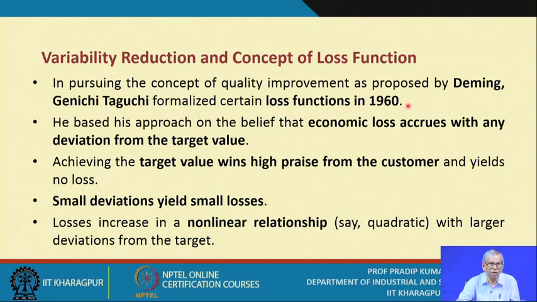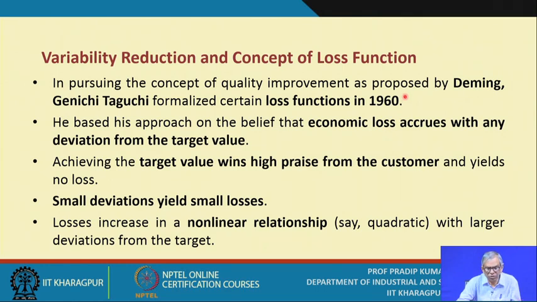So in pursuing the concept of quality improvement as proposed by Deming, Genichi Taguchi formalized certain loss functions in 1960. I have already discussed his definition of quality, that is, the quality is the loss imparted to the society after the product is shipped. So this is his definition. So if the quality is more, the loss is less. If the loss is more, the quality is less.